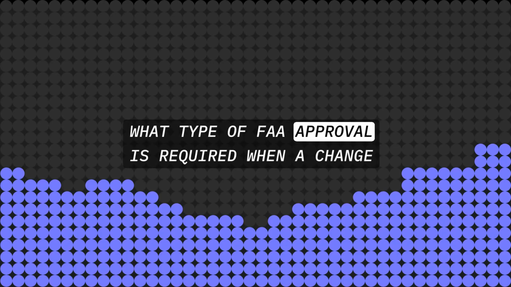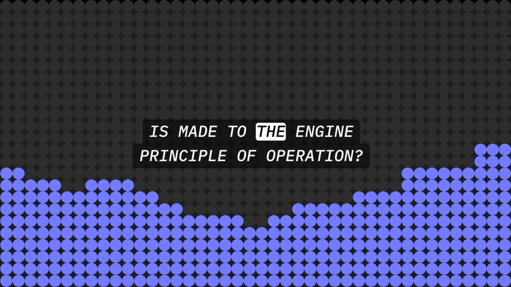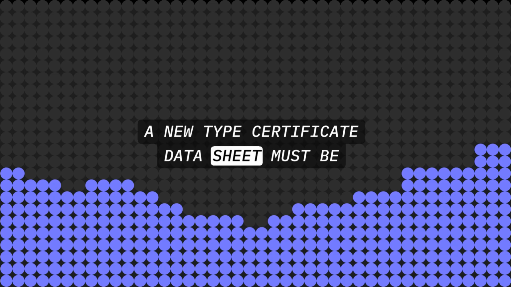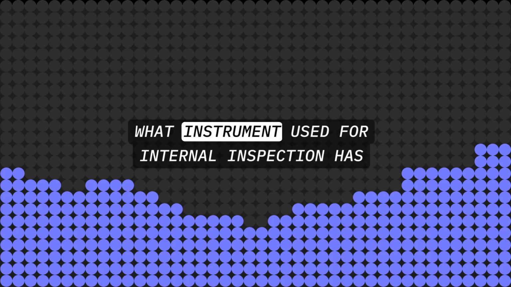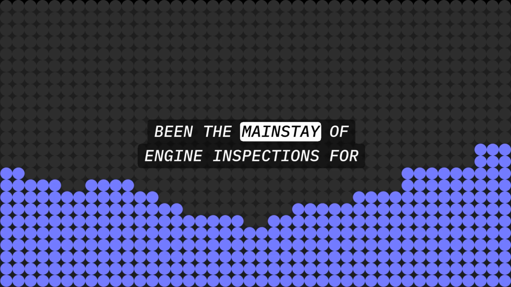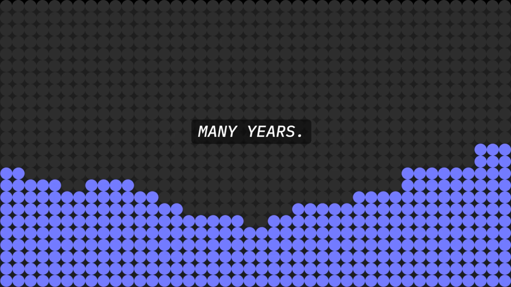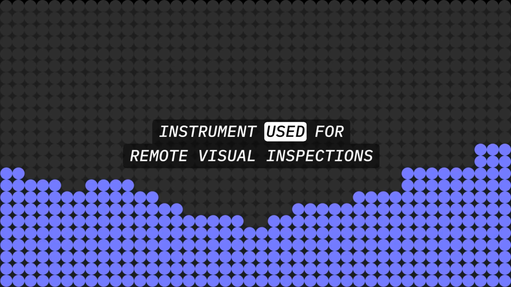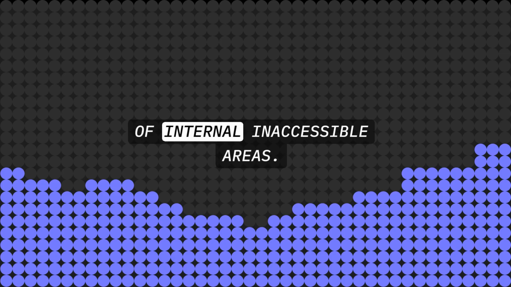What type of FAA approval is required when a change is made to the engine principle of operation? A new type certificate data sheet must be obtained. What instrument used for internal inspection has been a mainstay of engine inspections for many years? The borescope is a precision optical instrument used for remote visual inspections of internal inaccessible areas.